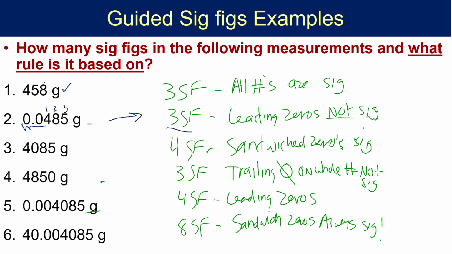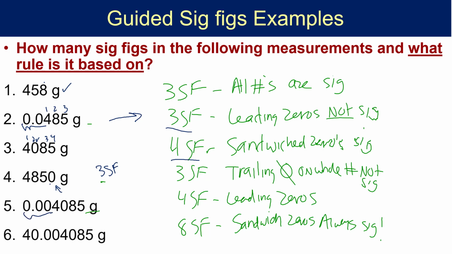Here I have a 0 that is wedged in between 2 non-zero numbers, which we refer to as sandwich zeros. That makes that significant. So there's your first sig fig, your second, your third, and your fourth, for a total of 4 sig figs. Here I have a number that has a trailing 0 but no decimal point. So what do we know about that? That guy is not significant. So there's a total of 3 significant figures that are here.